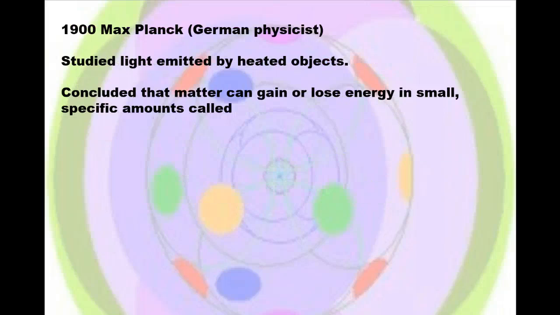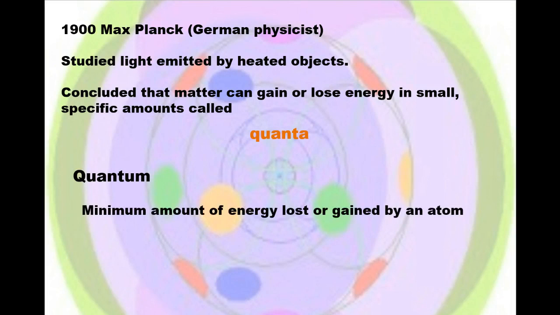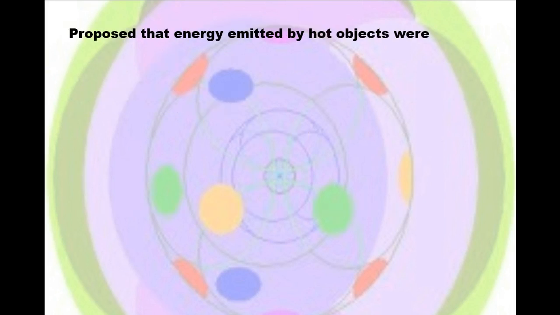In 1900, Max Planck, a German physicist, studied light emitted by heated objects. He concluded that matter can gain or lose energy in small specific amounts called quanta. A quantum, which is singular, is the minimum amount of energy that is lost or gained by an atom. And what we'll learn about is specifically the electron. He proposed that energy emitted by hot objects was quantized. That is, the energy is released in specific amounts. Anytime we say quantized, it's very specific amounts of energy.